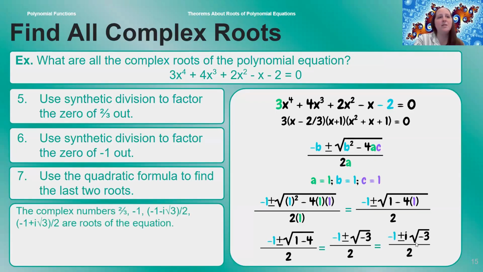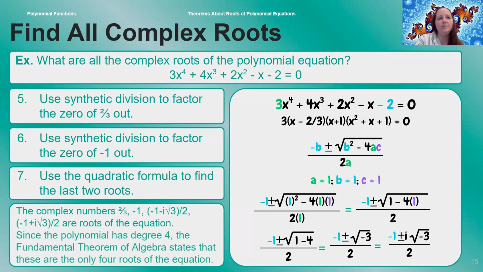So my complex numbers: negative 1 plus or minus i square root of 3 over 2. So the complex numbers 2/3, negative 1 minus i square root of 3 divided by 2, and negative 1 plus i square root of 3 divided by 2, along with negative 1, are the 4 roots of this equation. Again, since the polynomial has a degree of 4, the fundamental theorem of algebra states that these are the only 4 roots of the equation. I can't have any other ones.